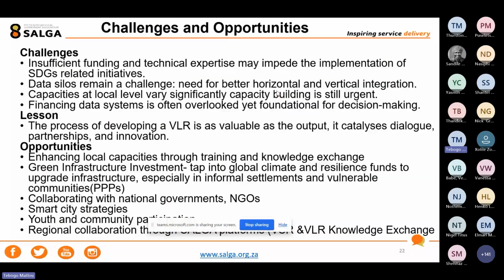Enhancing local capacity through training programs, green infrastructure investment, collaborating with national governments, smart city strategies. I was at a smart city conference by BRICS. Youth and community participation, regional collaboration. The colleagues know we have started to work with the regions, Zimbabwe, Mozambique, Zambia. As I speak, colleagues of mine are in Zambia doing the same work. So that's how we work.